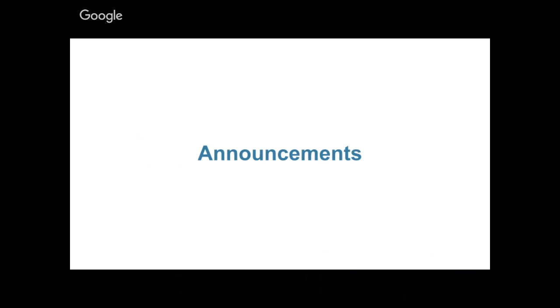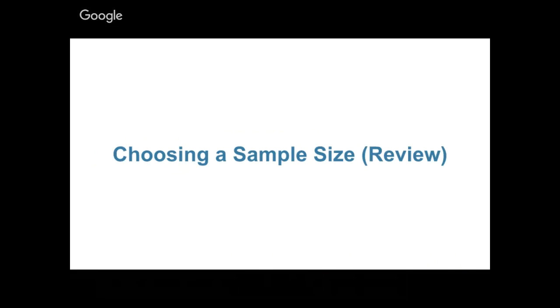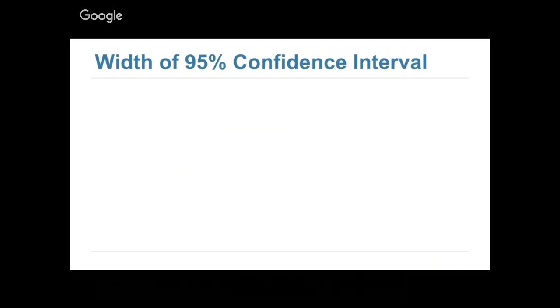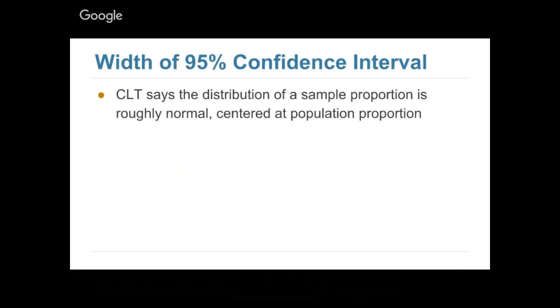All right, let me do a quick recap of what we did yesterday. We asked a question. We see that our confidence intervals get smaller as we increase our sample size. Is there a way to tell for certain what sample size I need in order to get a confidence interval that's this wide? The central limit theorem says that the distribution of a sample mean or a sample proportion, because those two are really the same thing, is roughly normal, and it's centered at the population value. So either the population mean, if you're looking at means, or the population proportion, if you're looking at proportions.